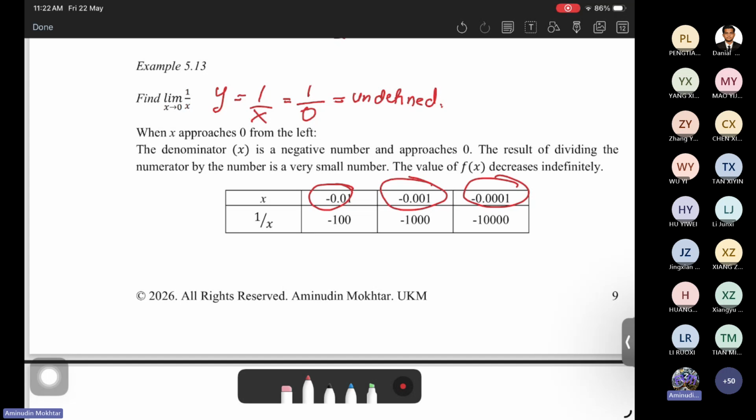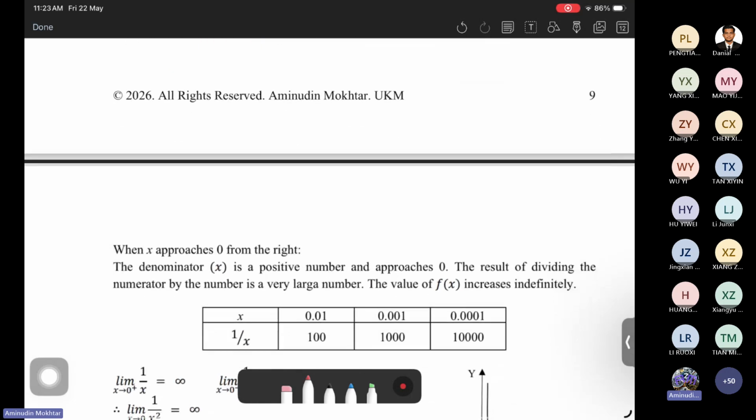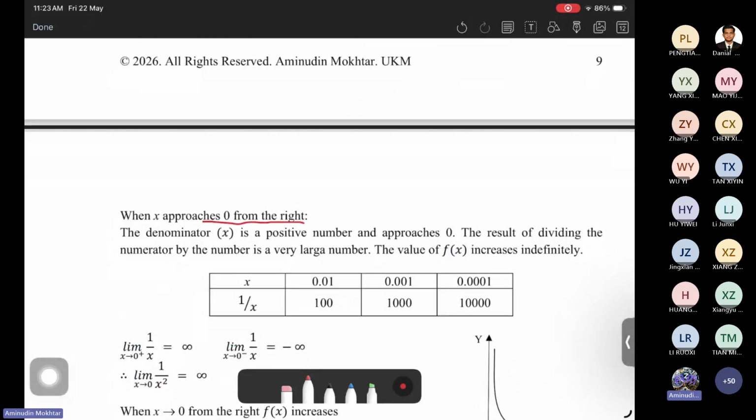All these numbers in the equation 1 over x. The answer is, as you can see here, the value of y decreases indefinitely. In this case, x approaches 0 from the left. But when x approaches 0 from the right, I choose these three numbers: 0.01, 0.001, 0.0001. Substitute these three numbers in that equation. We can see that the value of y, 1 over x, will increase indefinitely. So the left hand limit increases indefinitely.